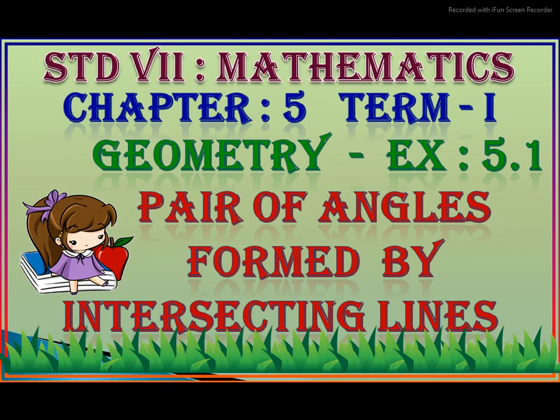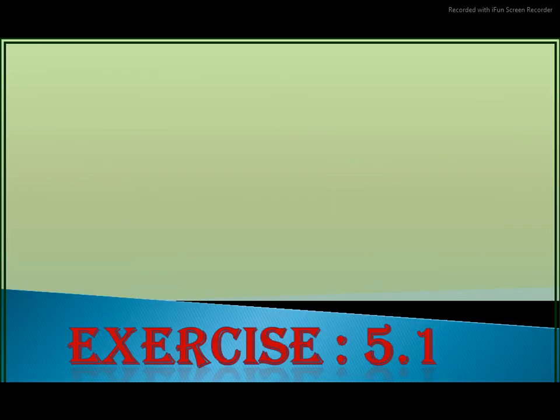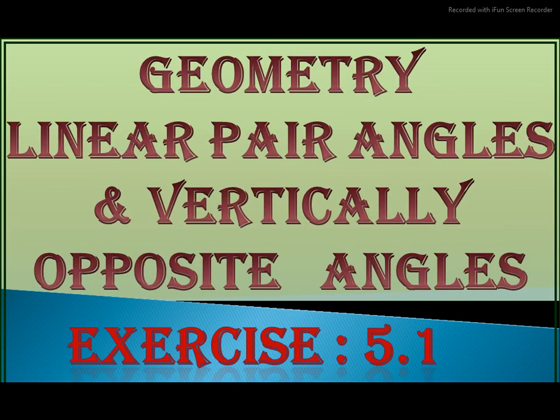Hello students of Standard 7. Today we are going to learn about Chapter 5, which is in Term 1, Geometry. In Geometry we are going to learn about pair of angles formed by intersecting lines. So in this chapter we will learn in detail about linear pair angles and vertically opposite angles.